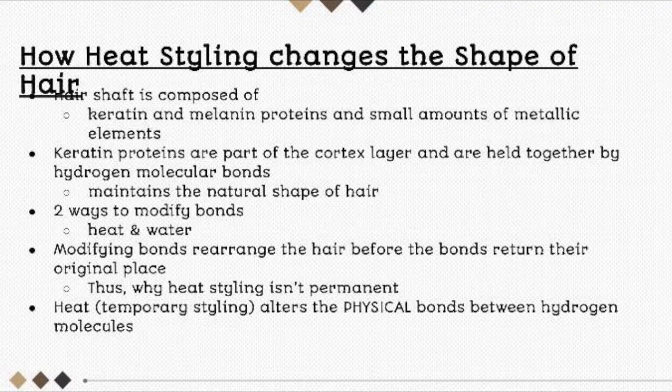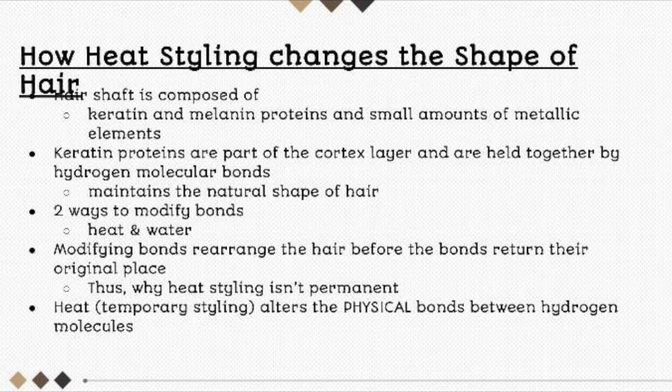To recap, your hair shaft is composed of keratin and melanin, which give your hair its shape and color. Keratin proteins are held by hydrogen bonds and maintain the natural shape of your hair. The two ways to modify the natural shape of your hair are through water and heat. Bonds are modified in hair and rearrange the hair before the bonds return to their original position, which is why curling and straightening your hair is not permanent.